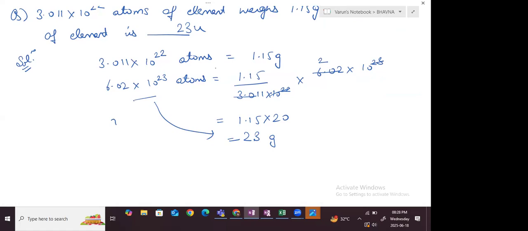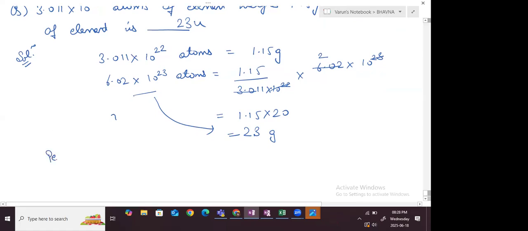The next topic that we have is basically percentage composition. Percentage composition is, basically, if I am having a molecule, say water, it tells how much hydrogen is present in water, what percentage of hydrogen is there in water, and what percentage of oxygen is present in water. So this is my percentage composition.